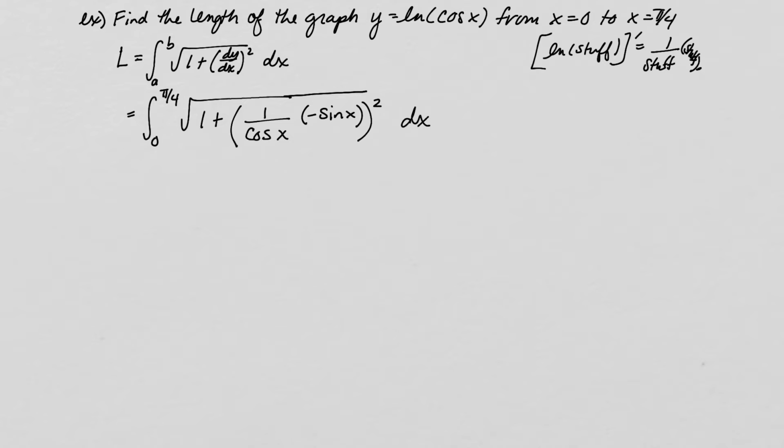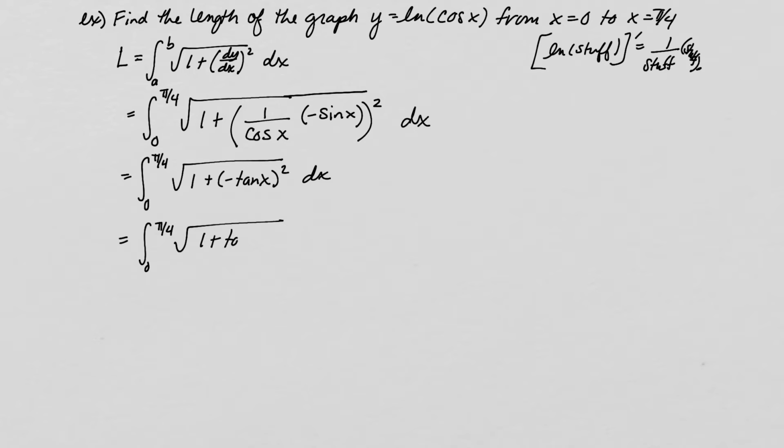Yeah, and so that actually is exactly what we want to do. So we have 1 over cosine times minus sine x. Remember, sine over cosine is tangent, so we actually do want to rewrite this from 0 to pi over 4 of the square root of 1 plus minus tangent x quantity squared. And if I square the minus tangent x, it's really just tangent x squared, right? So we have the square root of 1 plus tangent squared x dx. Anybody remember what 1 plus tangent squared x is?